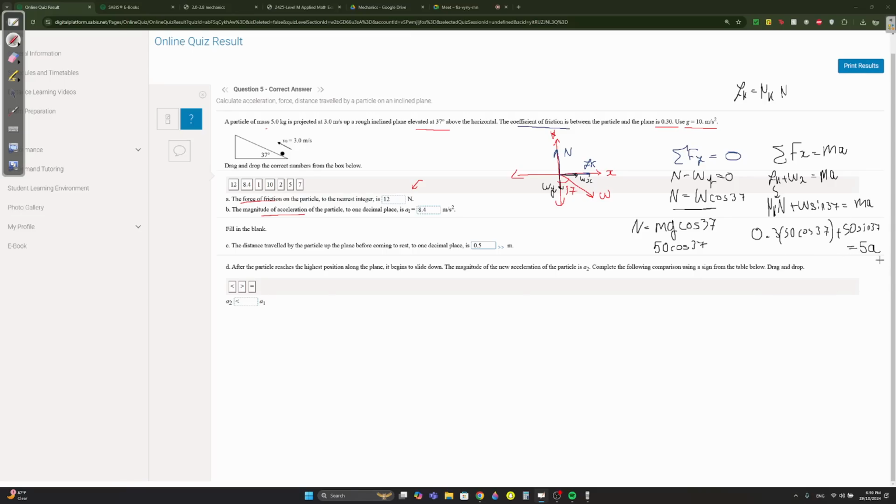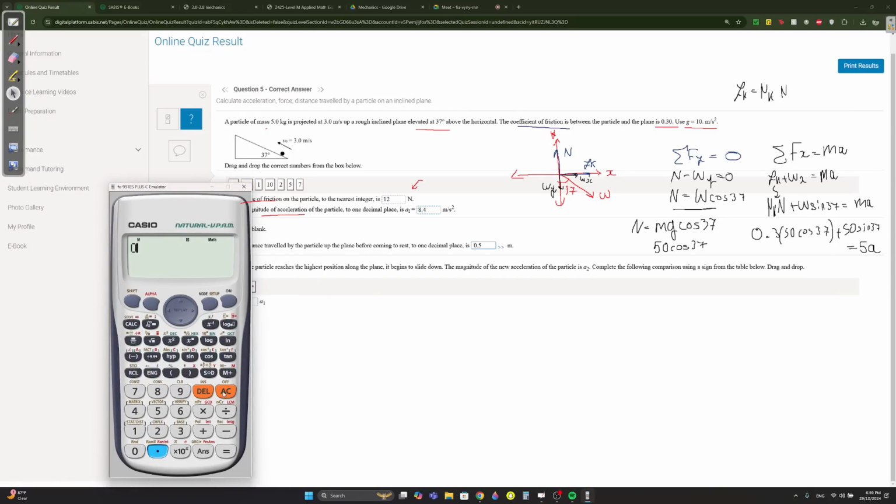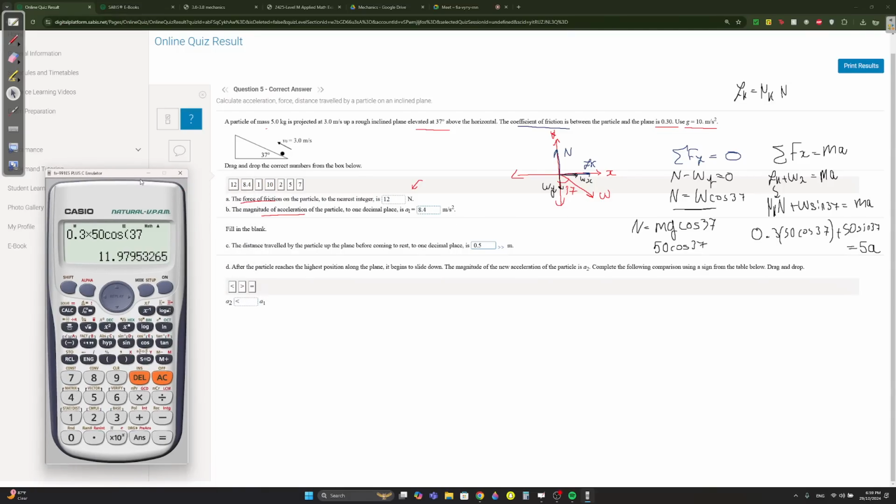Before we continue and solve this to find a, what do they want? They want the friction, so they want mu k N. So what is it? 0.3 times 50 cosine 37. You get 12. Can I find acceleration now? Of course I can. So acceleration is going to be 0.3 times 50 cosine 37 plus 50 sine 37 over 5. I think, let me see.